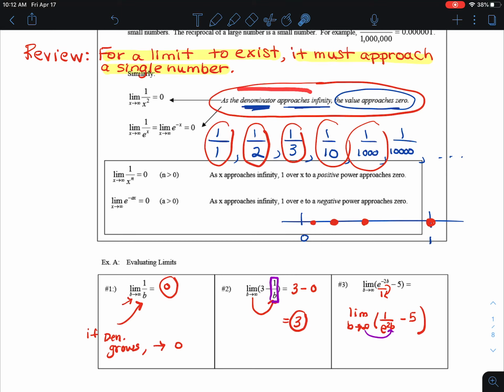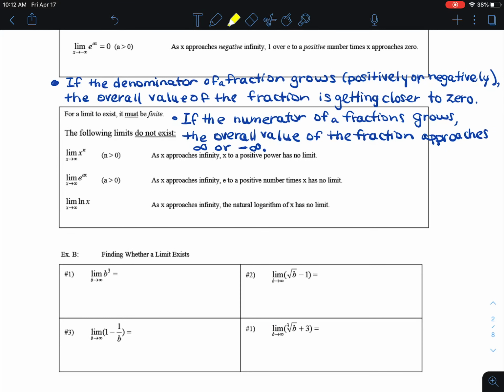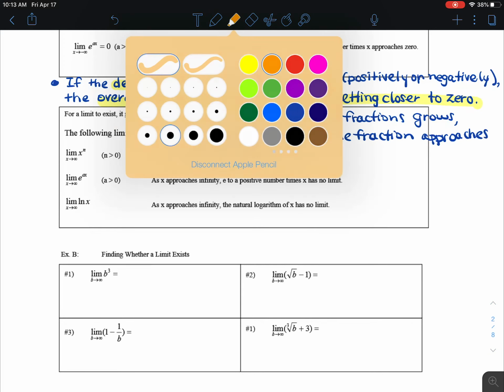So again, what do we have? As a denominator approaches infinity, the overall value for that fraction is approaching 0, but we still have this -5, so then my answer becomes -5, okay? So in a nutshell, if a denominator grows, then the overall value of your fraction should be approaching 0.